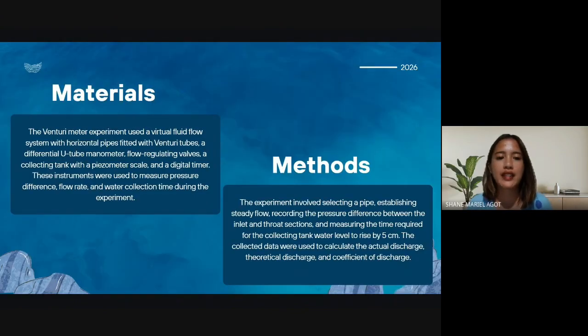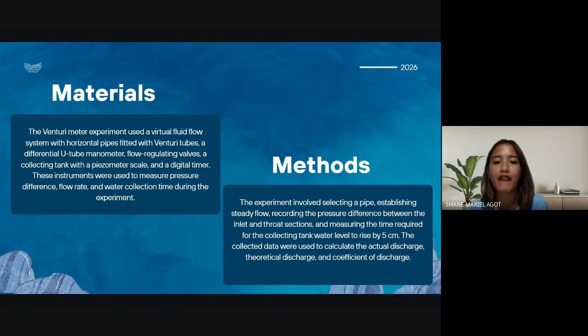So for this experiment, a virtual fluid flow system was used to simulate the operation of a venturimeter under real pipe conditions. So the setup included horizontal pipes with different diameters fitted with venturi tubes to observe changes in fluid flow and pressure. A digital differential U-tube manometer was used to measure the pressure difference between the inlet and throat section of the venturimeter.